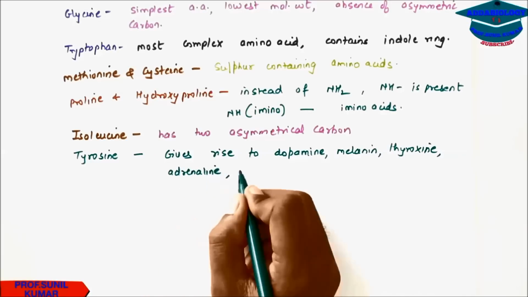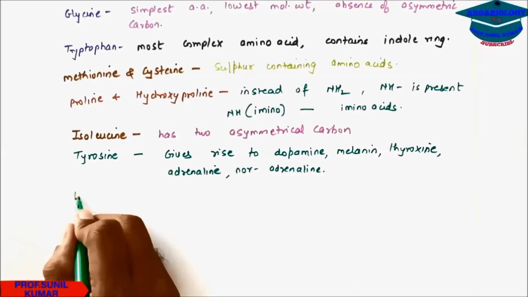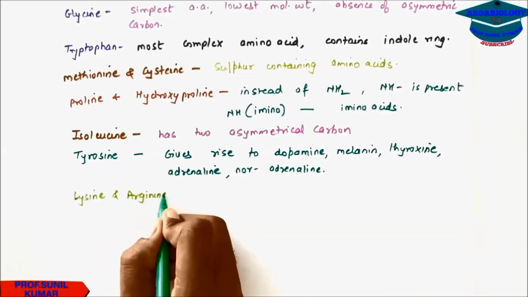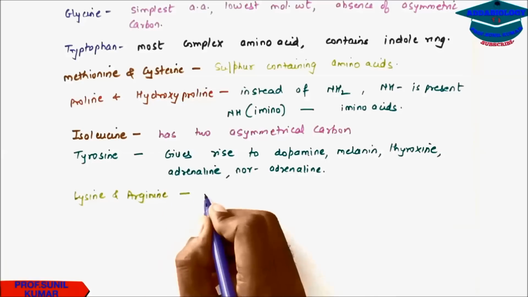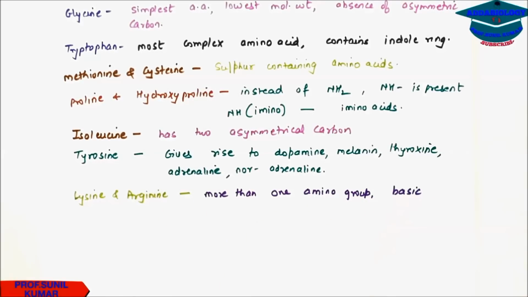So these are produced by the tyrosine. Lysine and arginine are types of amino acids. They have more than one amino group. They are basic in nature. So these are the important points to remember with respect to amino acids.